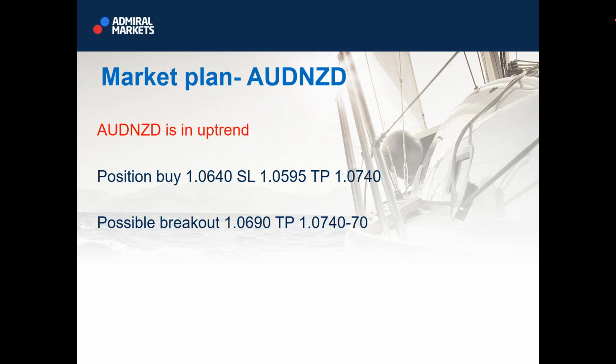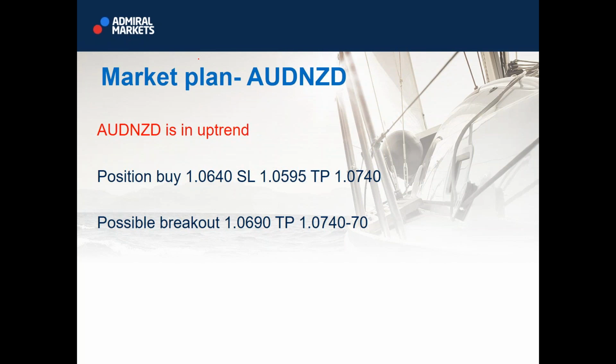So for all of you who actually traded the Australian dollar New Zealand setup last week, you see how strong the trend is. It went 200-300 pips from our entry POC zone. And this is a possible breakout. If it breaks 0.0690, it should proceed towards 0.0740 to 70, guys.